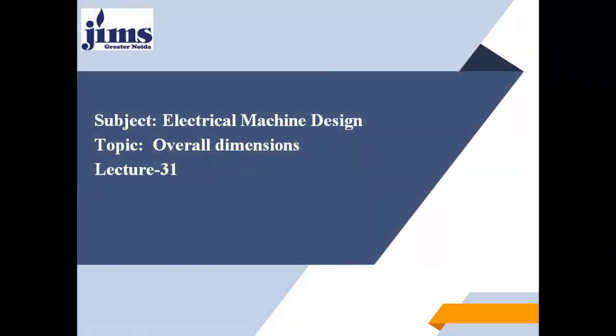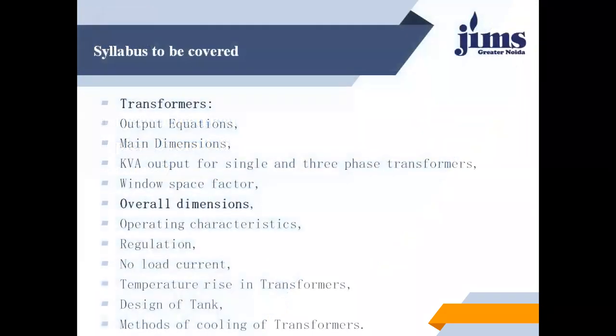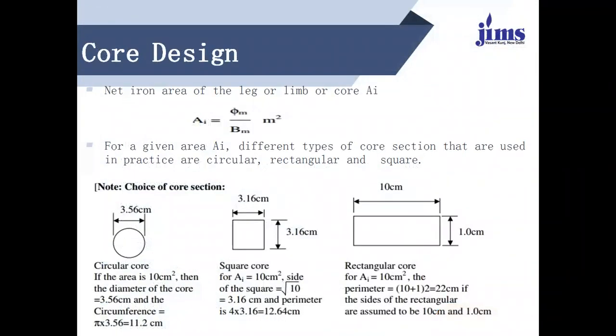In the previous lectures, we discussed the transformer's basic parameters. Now we will discuss the overall dimensions of the transformer. The net iron area of the leg, limb or core, Ai, will be pi upon 4 dm squared, in meter square.